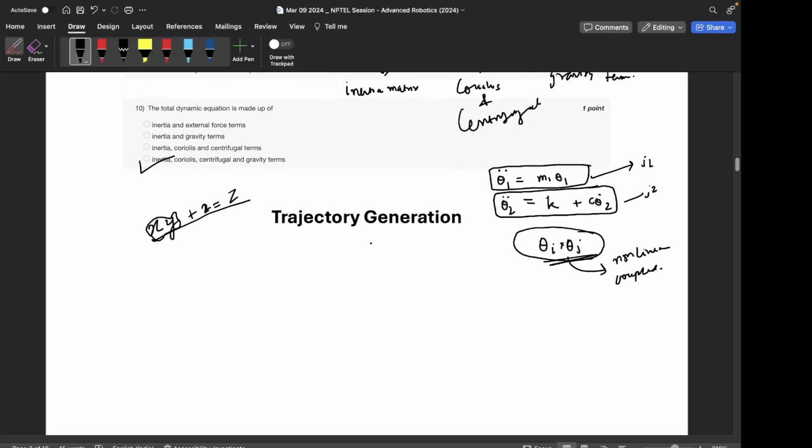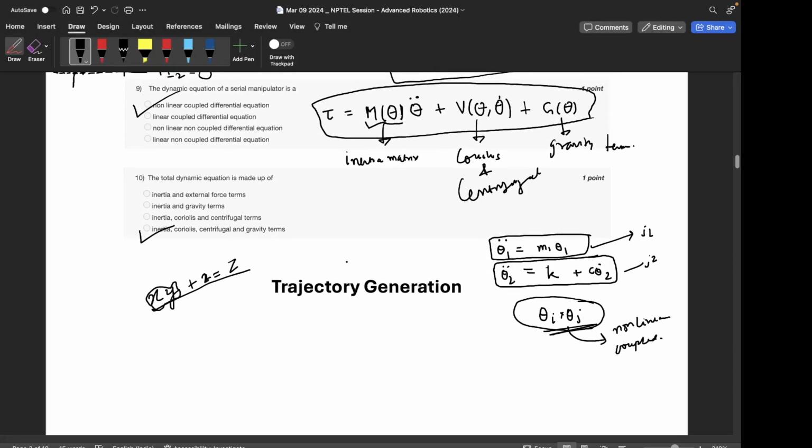Before we move on to trajectory generation theory, which I will discuss in the remaining time, any other questions?